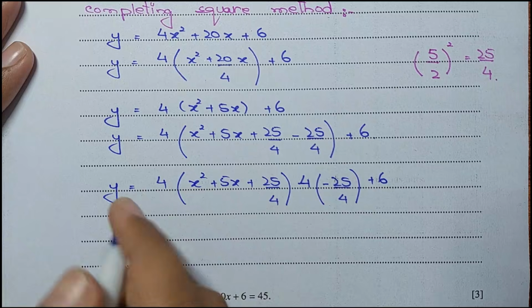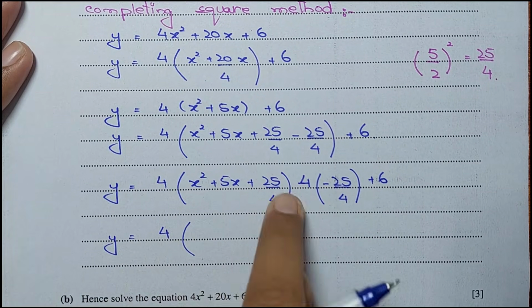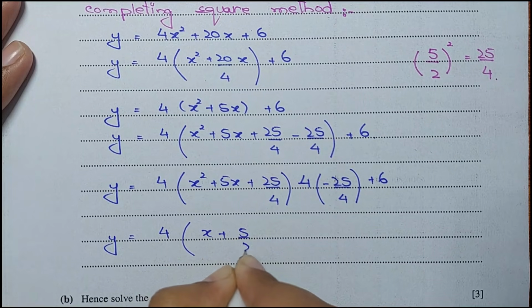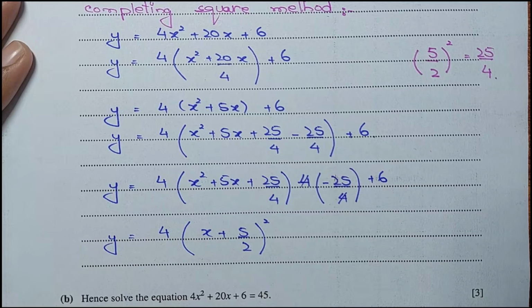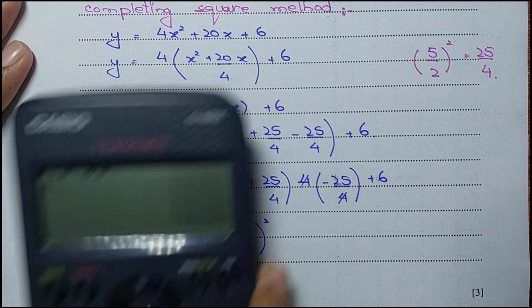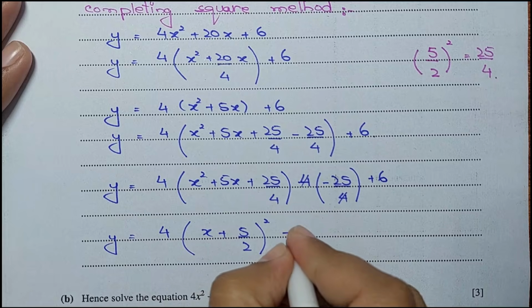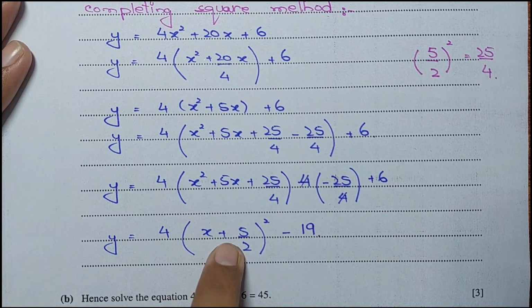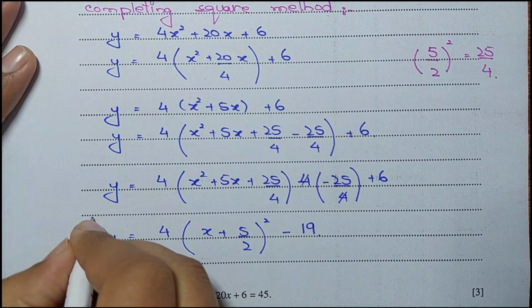Now complete this square. Y is equal to 4, this square is x square and 5 by 2 square, so x plus 5 by 2 this whole square, and this x and this x are cancelled out. From minus 25 add 6, minus 25 plus 6 is negative 19. So now it is in the form of a into x plus b square plus c, where a, b, c are constants, not integers.